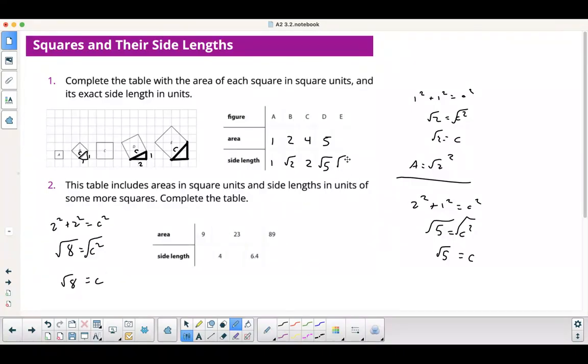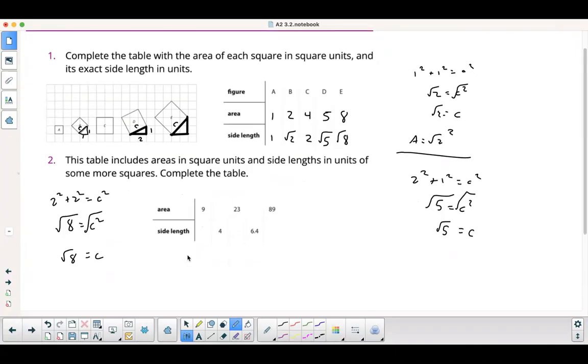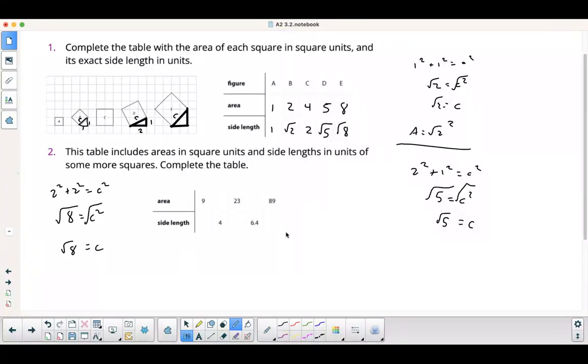So this will be the square root of 8 for the side. And then when you square it, it gets rid of it. Okay, so moving down, we can kind of follow this pattern here. So if I want to go from side length to area, we square.